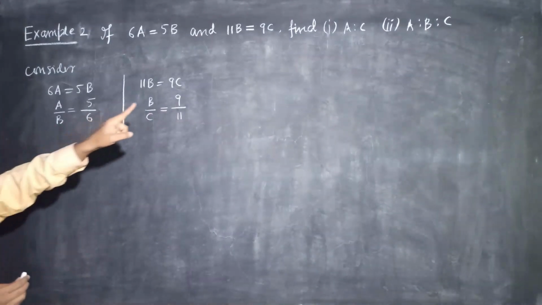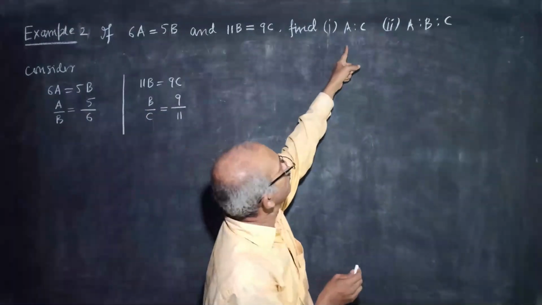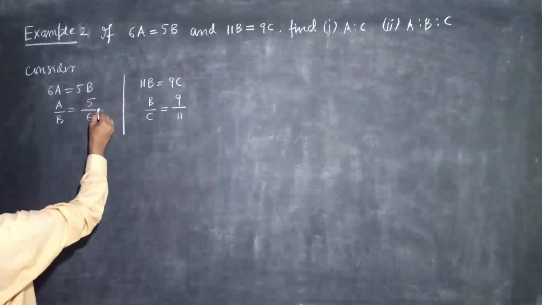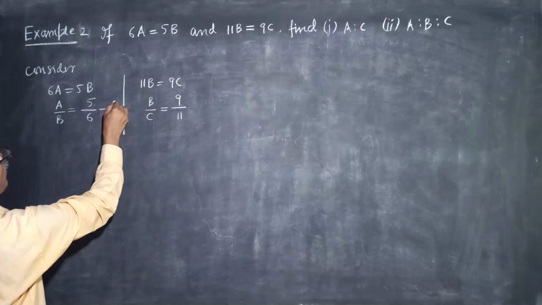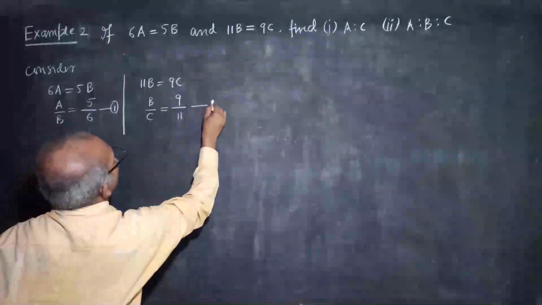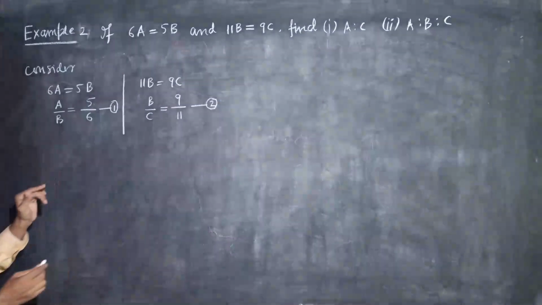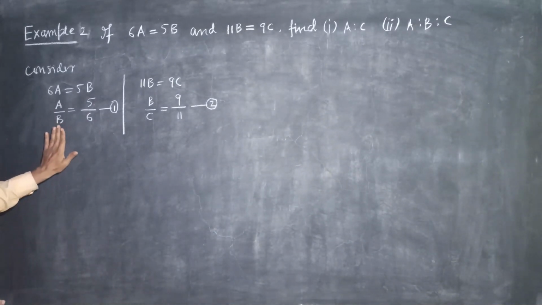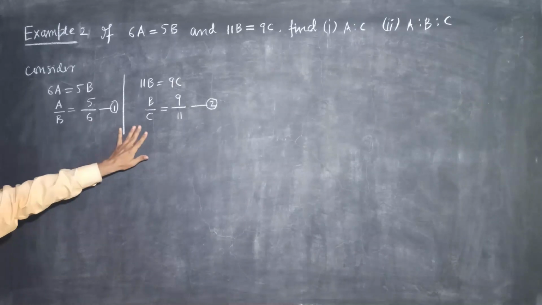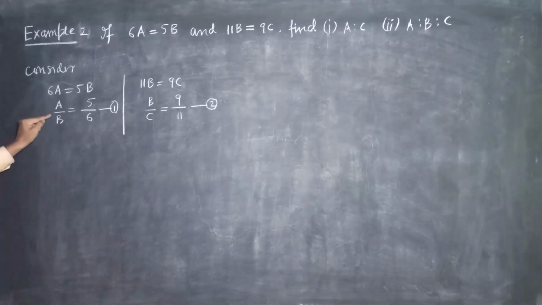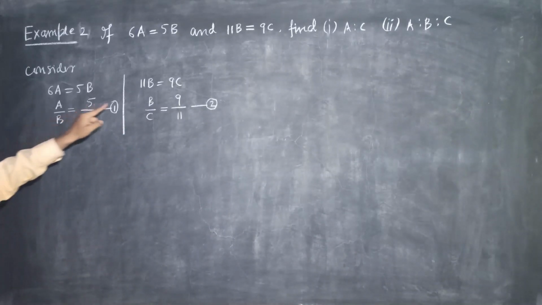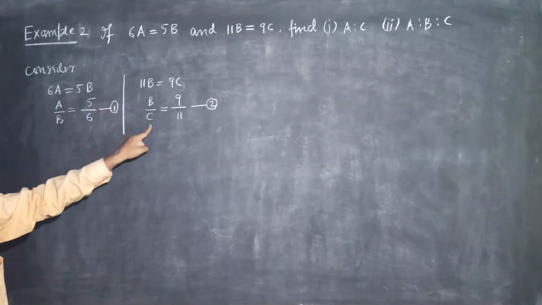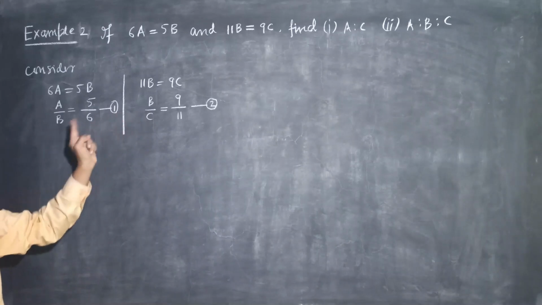Now my objective is to find the ratio a is to c. How to find it? Using these two equations. This is equation number 1, this is equation number 2. Using these two, we have to find a is to c. Now when you observe the left hand sides of these fractions, in the denominator b is there, here in the numerator b is there. So if these two cancel, we will get a by c. So better we shall multiply these two.